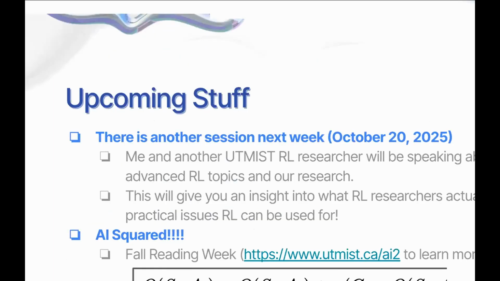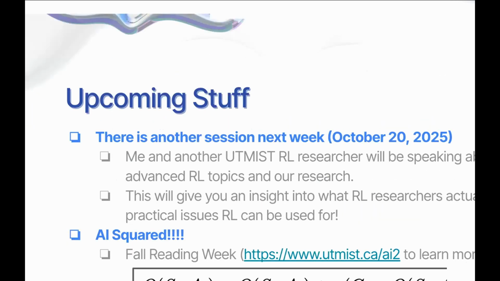What's next? So there's another session next week. I recommend you come, but that session is advanced RL topics. Like you might not understand much in that, but it's just to talk about research and what RL is actually used for. In this course, the algorithm that I would argue is the most important is Q learning because that is actually used. But yeah, it's still important to understand everything else. And AI Squared, this is the tournament that happens in your fall reading week where you can learn to apply RL. So yeah, please keep that in mind.